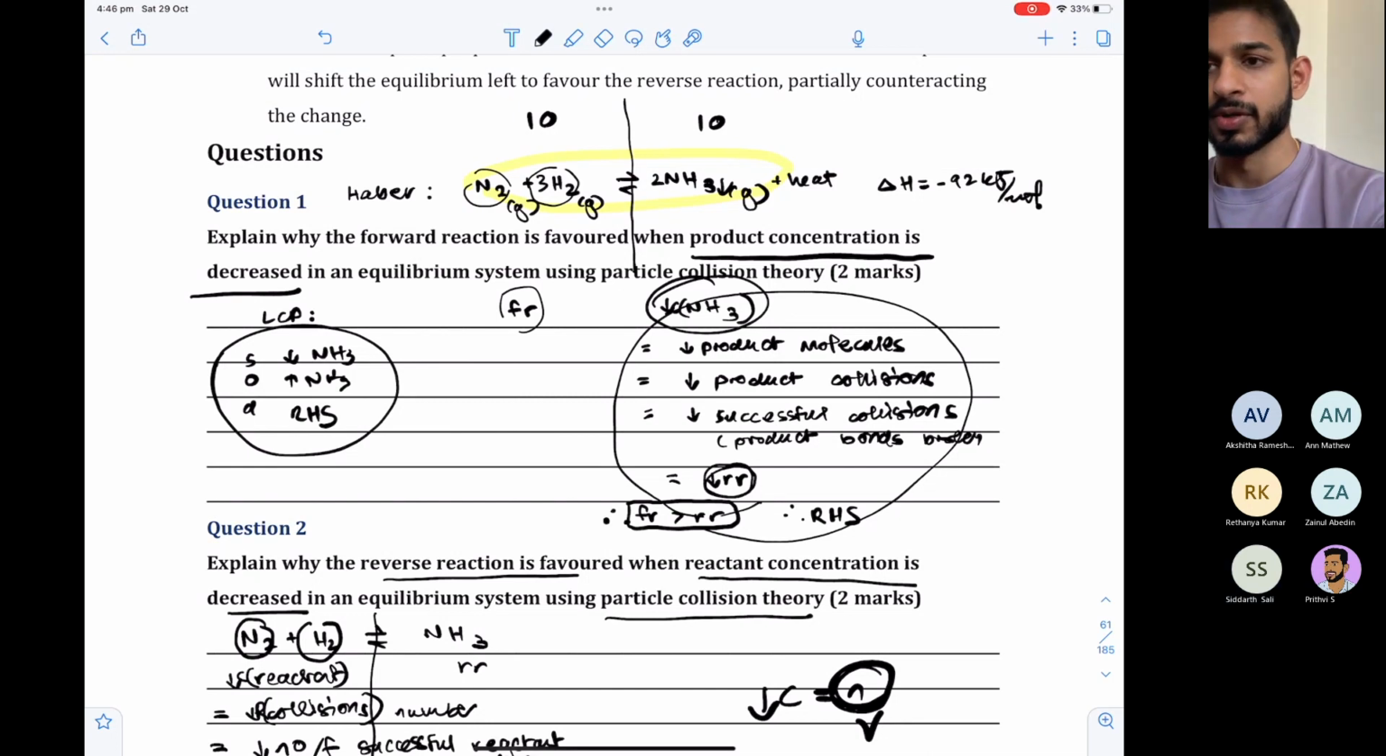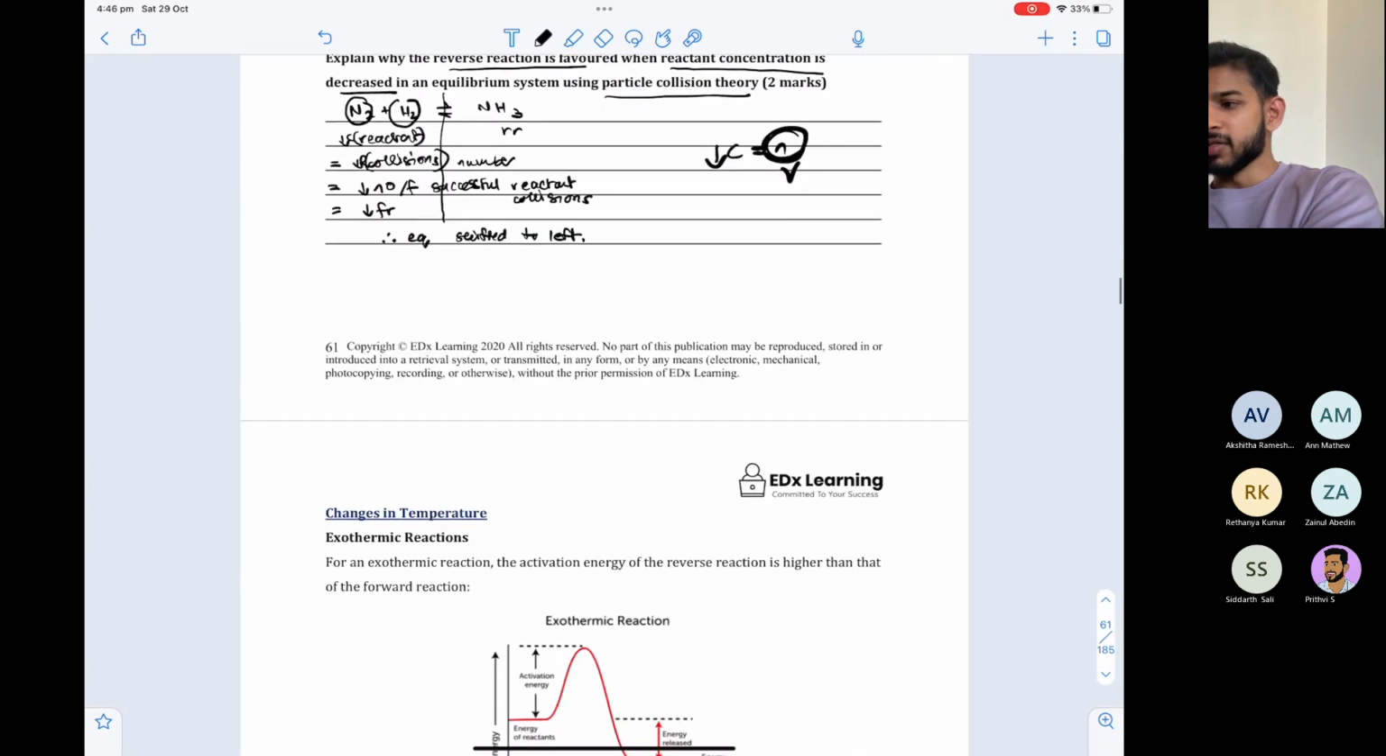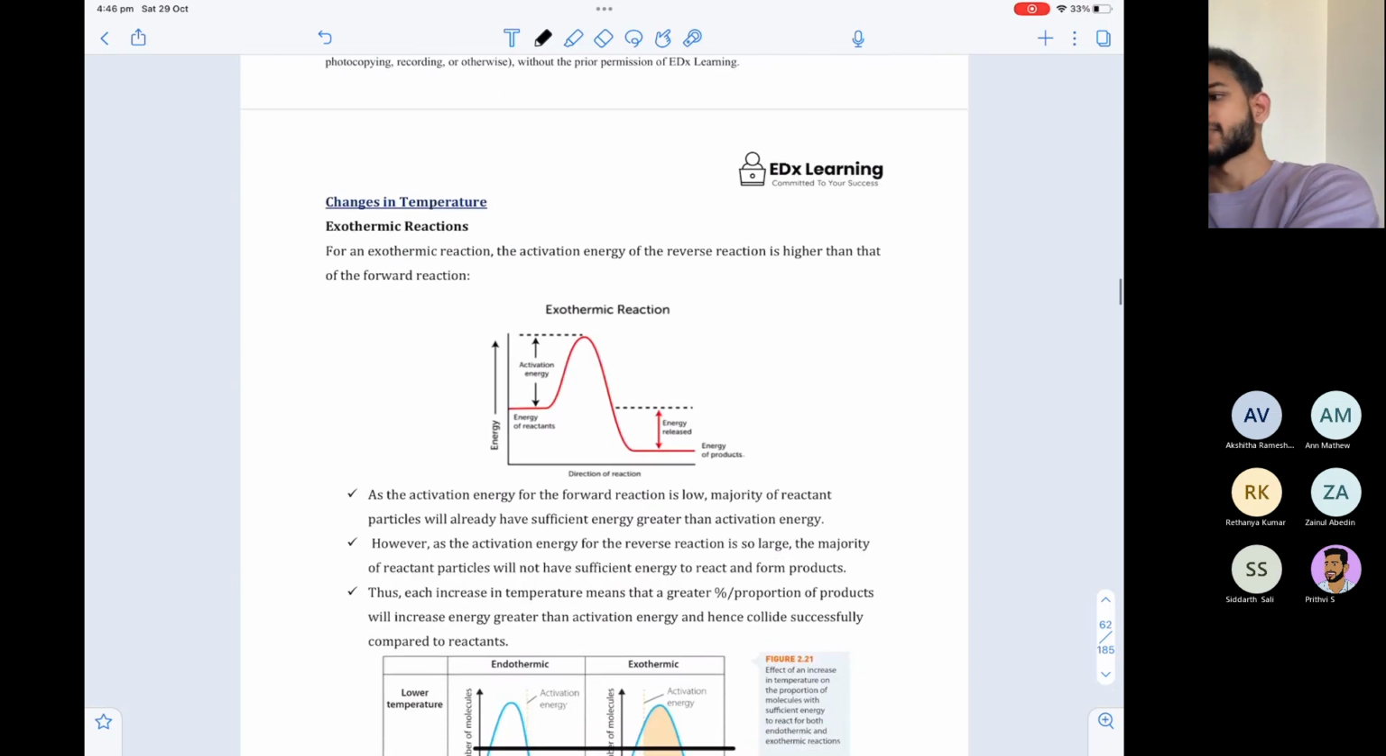You guys will understand this much more when we look at graphs of concentration on time. It'll make a lot more sense, okay? Just bear with me. Good. Now we're going to do some slightly harder questions.